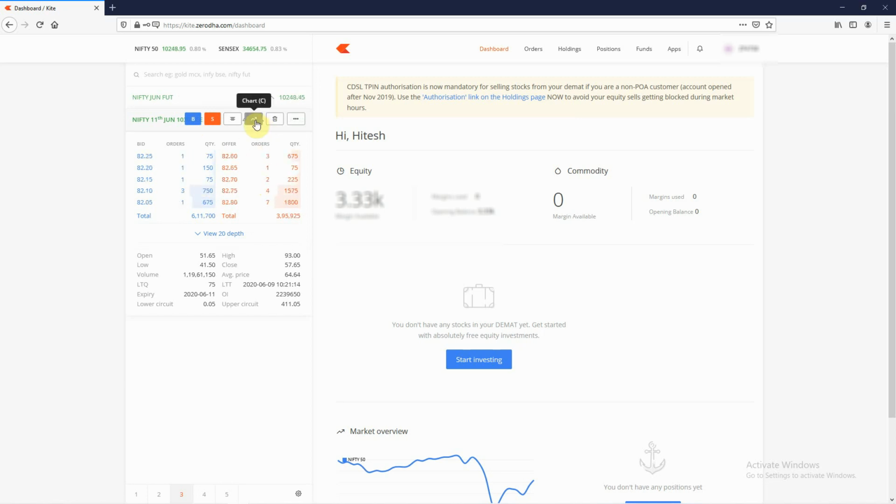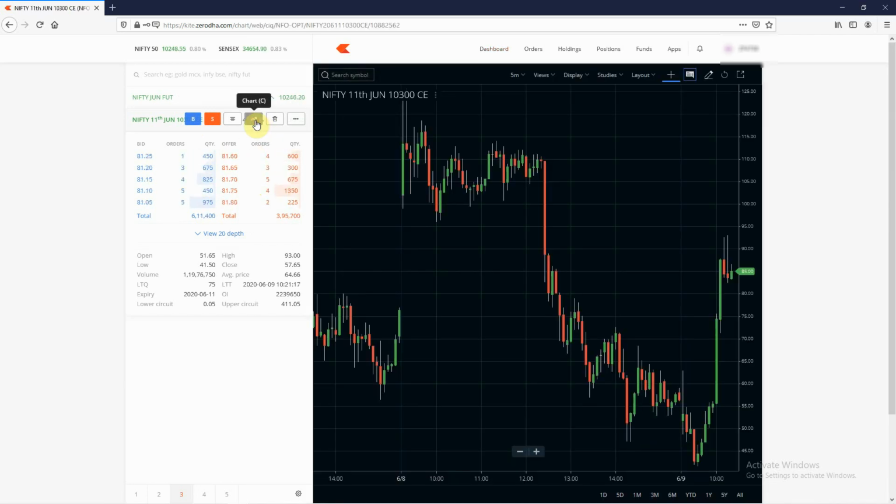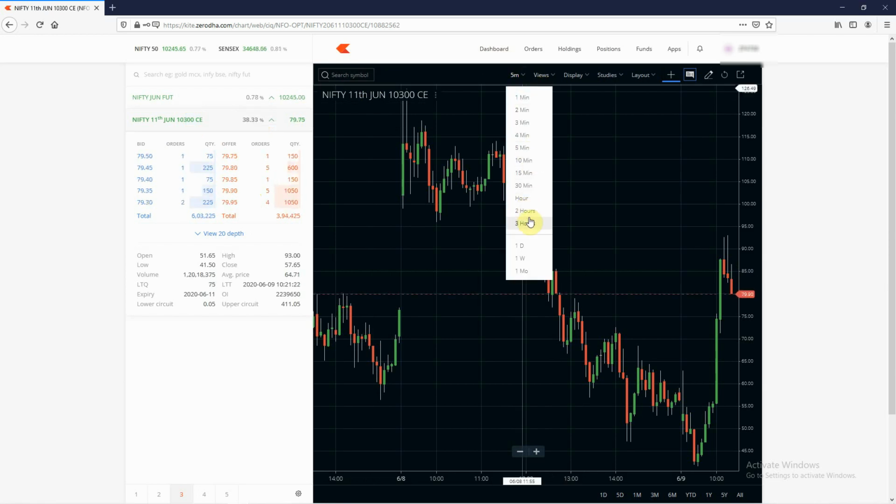Then it shows the chart. If I click on that, I can directly view the chart for this contract for whatever time frame I choose. Right now it's showing 5 minutes. I can choose hourly, minutes, days, as per my convenience.